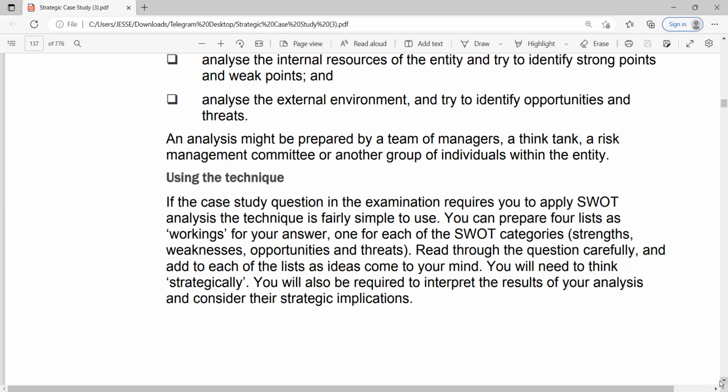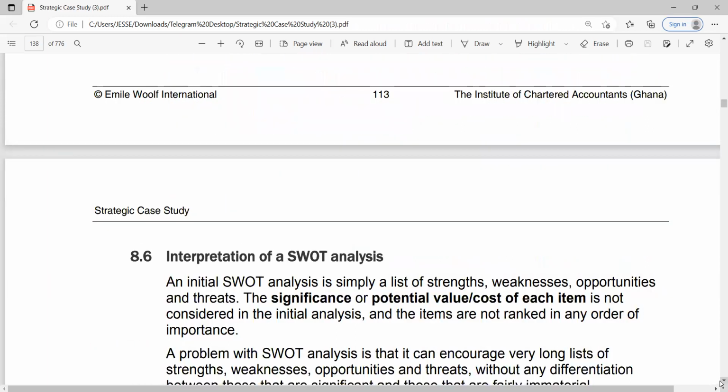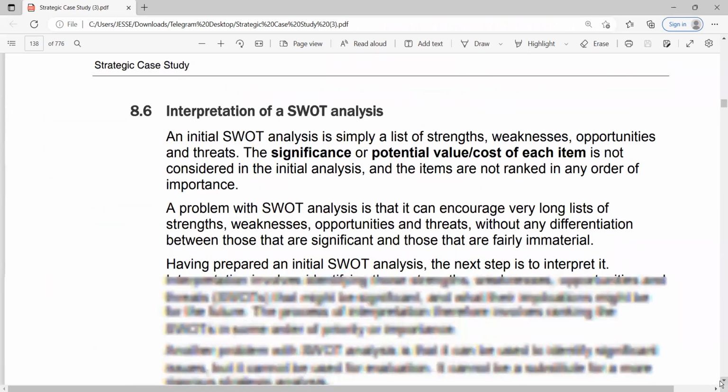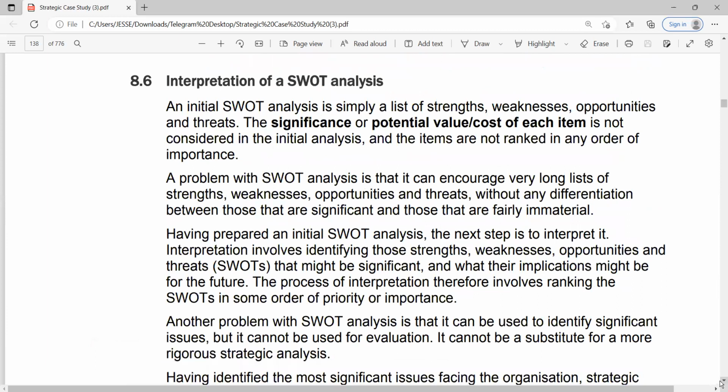Very, very important. You will also be required to interpret. Many people are able to go through the text and memorize it, but they are not able to interpret the result of the analysis. So interpretation is very, very important. Let's talk about interpreting a SWOT analysis.